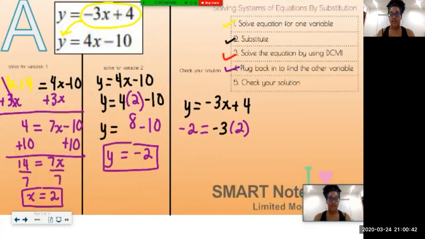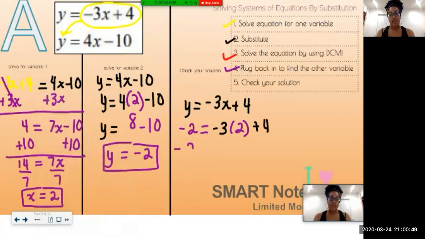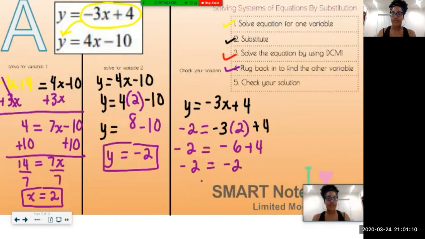And then plus 4. So again, we're making sure that our answer makes sense. If we did all this work, we want to make sure that when we submit our answer, that it's right. So negative 3 times 2 is negative 6. And then bring down the 4. And negative 2 is equal to negative 6 plus 4. Well, what's negative 6 plus 4? It's negative 2.